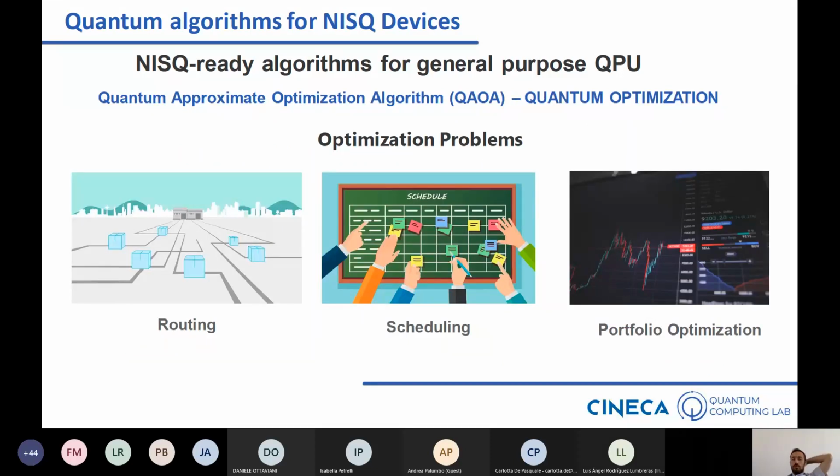But then we will also have Professor Leonardo Guidoni, who will talk more in detail about VQE.